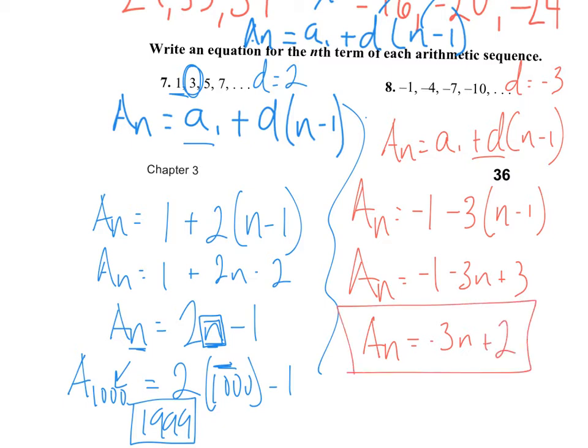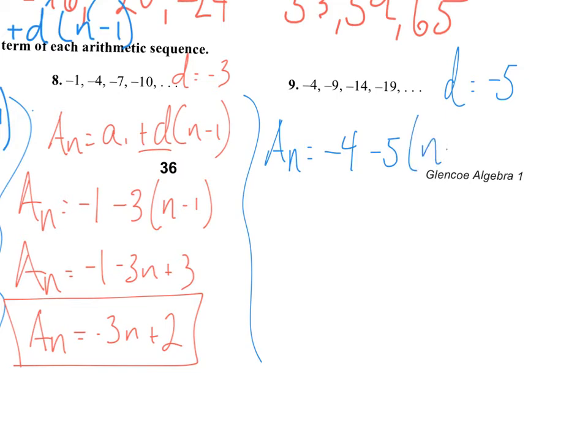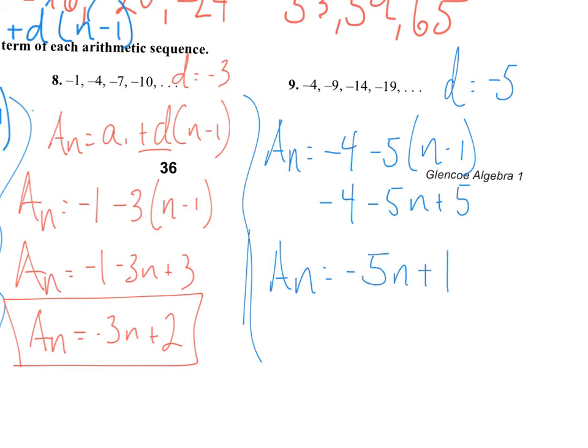There we go. All right, one more to do. Find your common difference first. What do you think that is? I'll say negative 5. And go ahead and use your formula. So the first term is negative 4. Your difference is negative 5. n minus 1 just stays put. All right, negative 5n plus 5. Simplify, and you're good to go. So negative 5n plus 1.